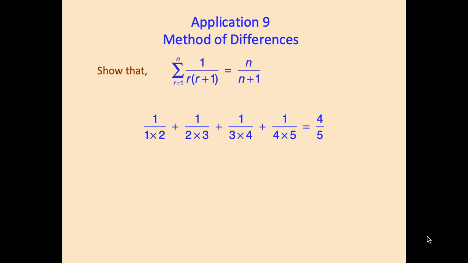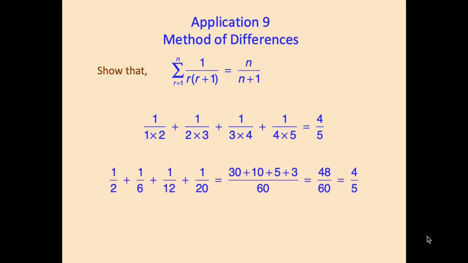Let's just check that out, see if it's true. Well, if we simplify these fractions, we get a half plus a sixth plus a 12th plus 1 over 20, the lowest common multiple for which is 60. And adding those fractions up, we have 30 plus 10 plus 5 plus 3, which is 48. And 48 over 60 is 4/5. So it works for n is 4.